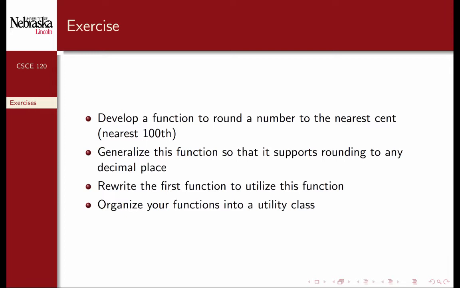Then we're going to generalize this function so that it can support rounding to any decimal place in case we have need of rounding to the nearest 100th place or to the nearest 1000th place. Then we'll demonstrate how we can rewrite the first function to utilize this function. Finally, we'll organize our functions into a utility class so as not to pollute the namespace.